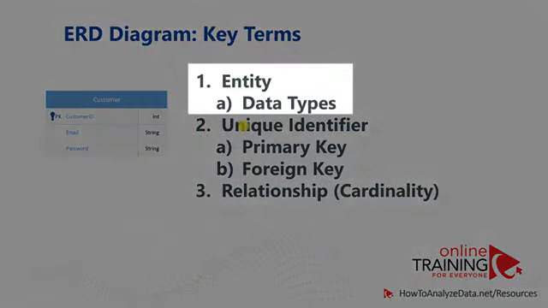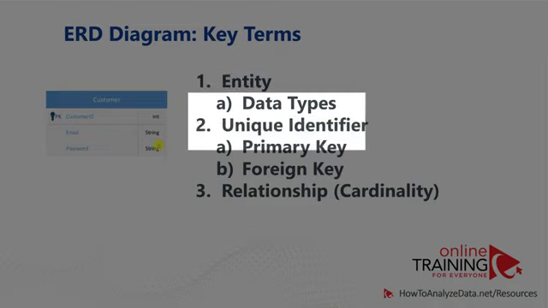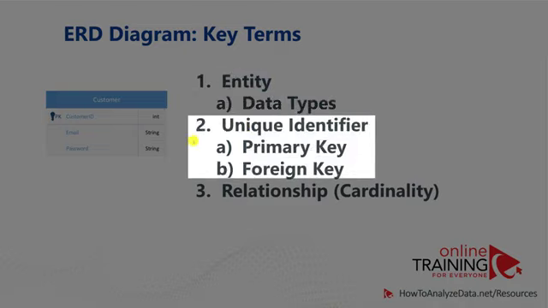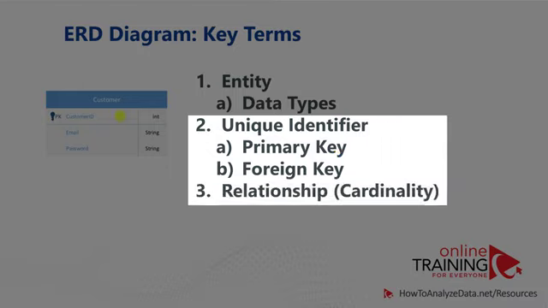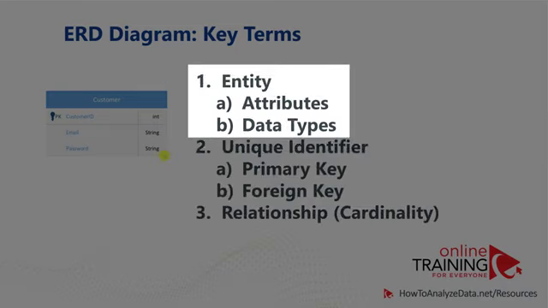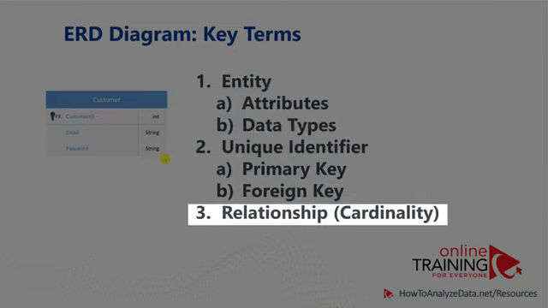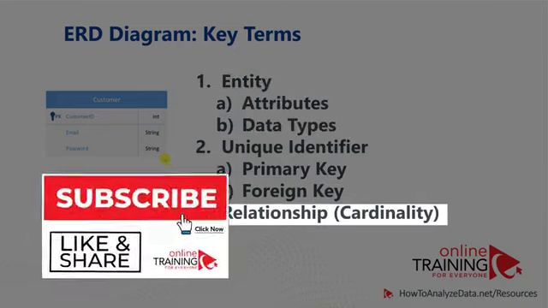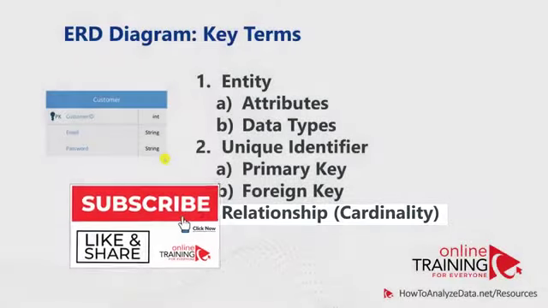An entity could be presented on an ERD diagram without data types. Most of the entities also require unique identifiers. These unique identifiers are called primary keys and foreign keys. Primary keys are used on the entity itself to define uniqueness. Foreign keys are used to reference primary keys and typically used to define relationships. In addition to defining entities with their attributes and data types, you also need to define relationships between entities. These relationships are called cardinalities.